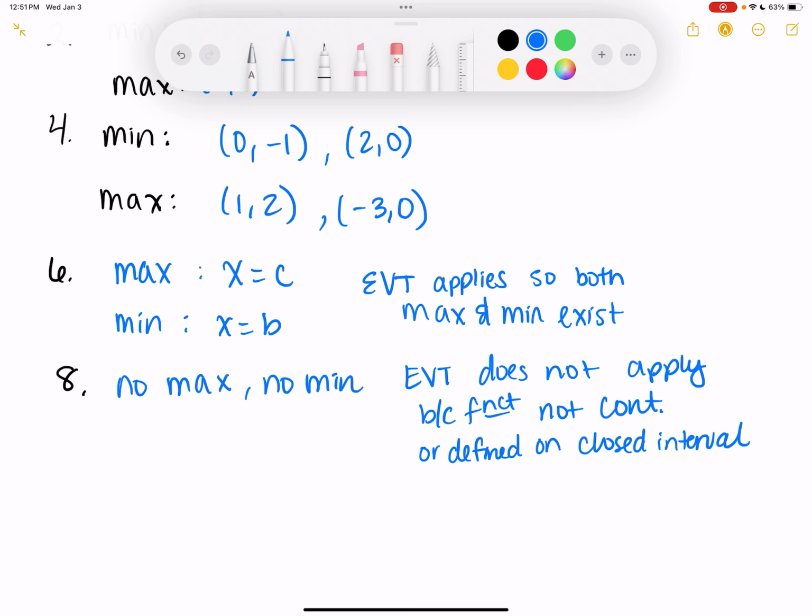So if there was no hole in the middle, it would be continuous but not defined? How would it be continuous but not defined? Yeah, if there wasn't a hole in the middle. Oh, okay. Oh, so 7. Yeah. Okay. Let's see. 10.